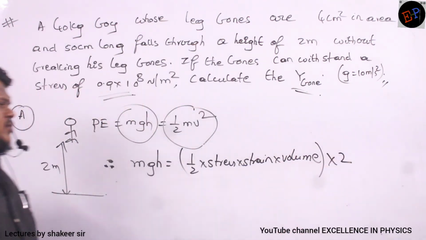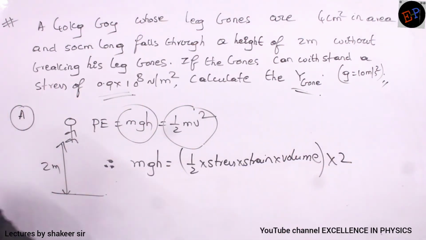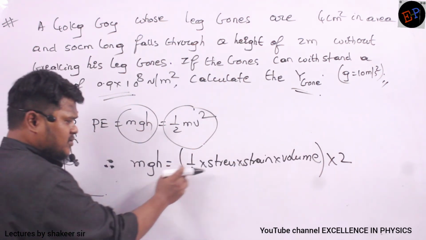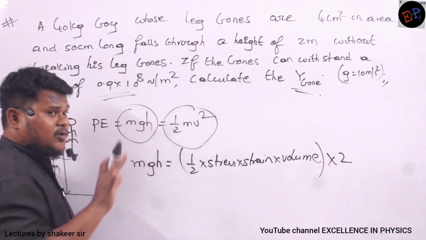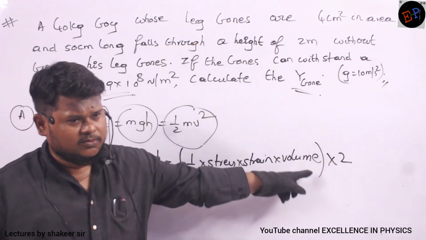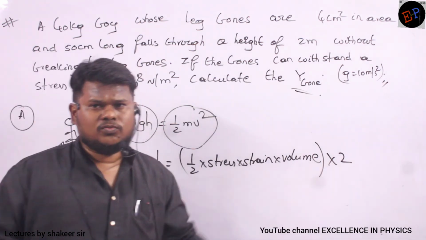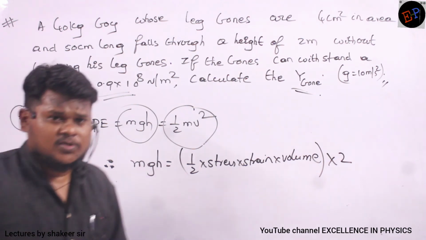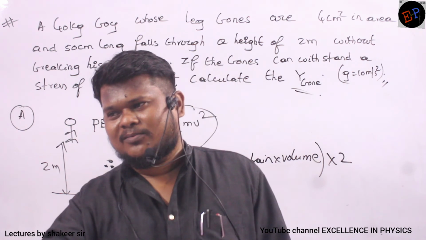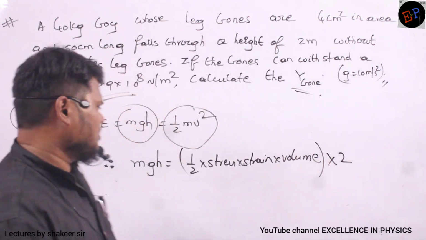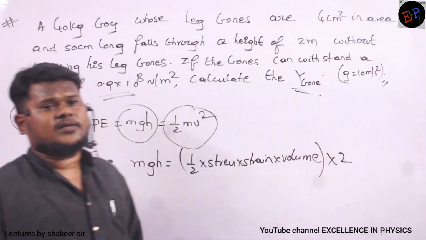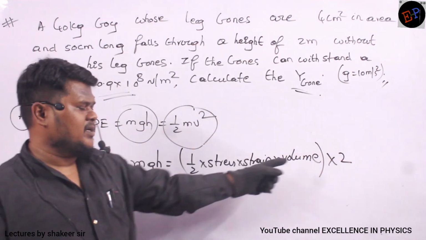Can you say why I have written 2? First of all, can you say what is half into stress into strain into volume? Half into stress into strain will become energy per unit volume. But I want total energy. So half into stress into strain into volume. Why am I multiplying by 2? Because 2 bones are there. Every person has 2 bones. Are you able to understand? So this total energy is distributed, half in one bone, half in another. So I am multiplying by 2.